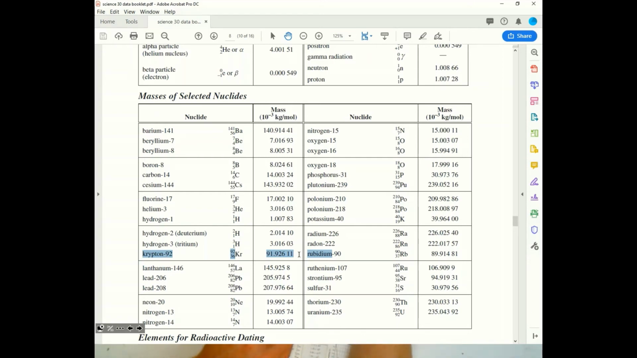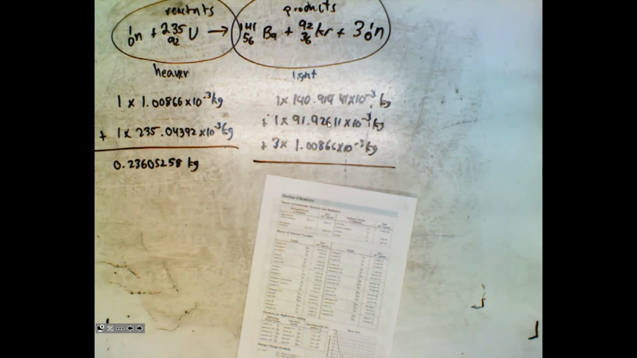And then my last one, I have 3 neutrons. And remember that I find neutrons up top here. So 1.00866 times 10 to the negative 3 kilograms. So I can show you my screen where I wrote that all down.